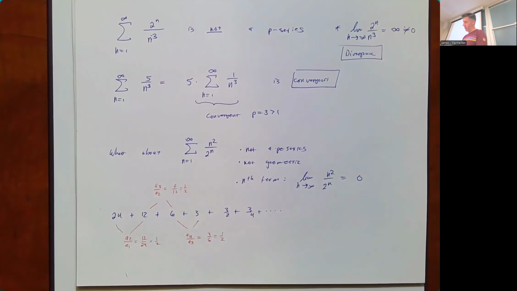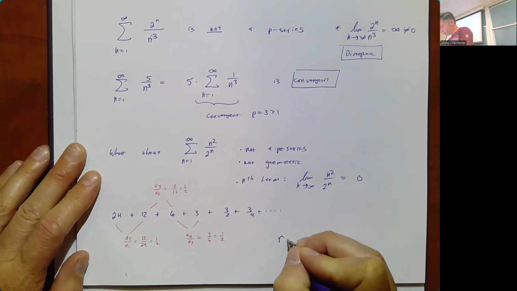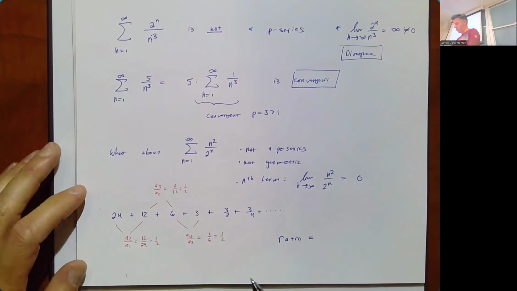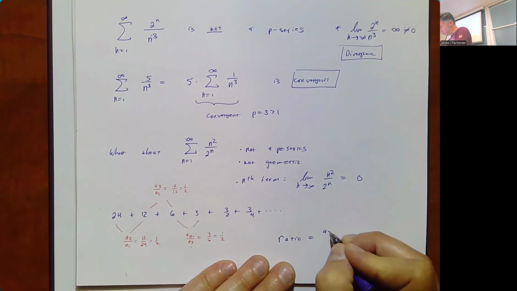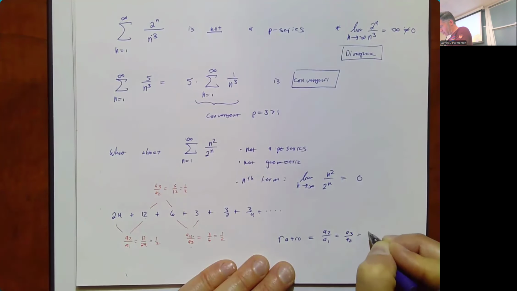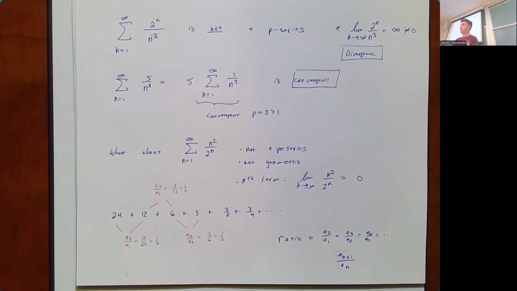So we can see here that no matter how far out we go, the ratio is always going to equal the next term divided by the previous term. So a2 divided by a1, a3 divided by a2, a4 divided by a3, or if we keep going, a sub n plus 1 divided by a sub n. For geometric series, this ratio will always be the same value every single time.